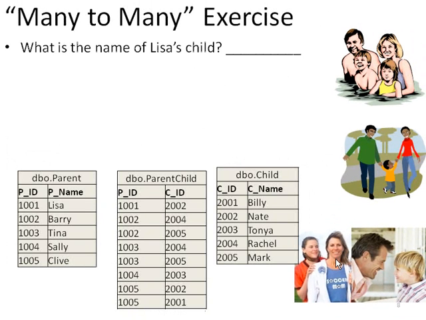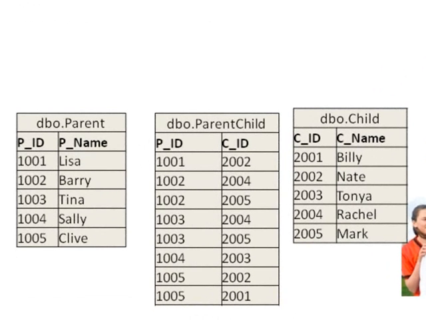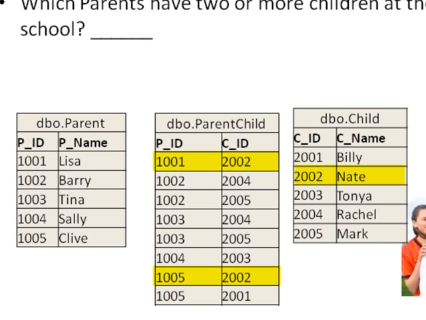So, using this example, what's the name of Lisa's child? Well, looking in the DBO parent table, Lisa is 1001. How many times do I see 1001 listed in the parent-child table? Just once. And it looks like that's child 2002. The child's name is Nate. Who are Nate's parents? Well, 2002 is listed twice. 2002 maps over to 1001, which is Lisa, as we saw before. But towards the bottom of the table, we see that 2002 maps to parent ID 1005, which is the name Clive.